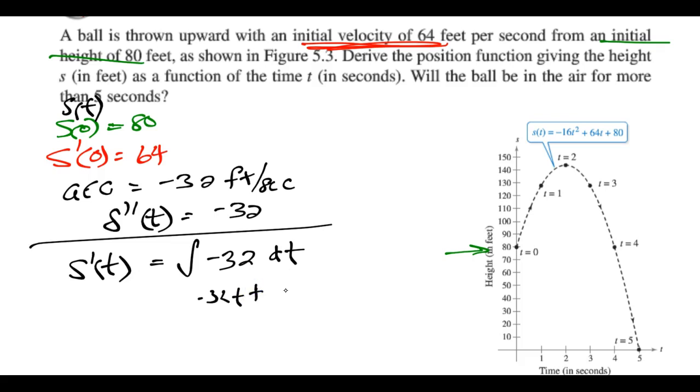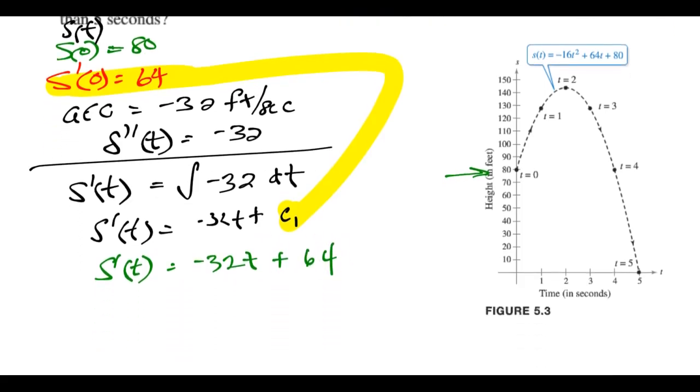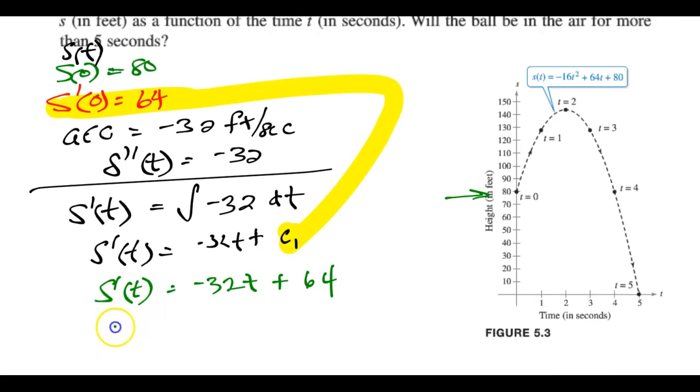Negative 32t plus some constant. We'll call it c sub 1 for my derivative. And it tells me that this constant is really 64, because if I plug in a 0, I'll get c is 64. So I'm going to write this function as s prime of t equals negative 32t plus 64. Next, I want to find the function, so I'm going to integrate that. So I'll say s of t is the integral of negative 32t plus 64, because when I integrate the derivative, I'll get the function.